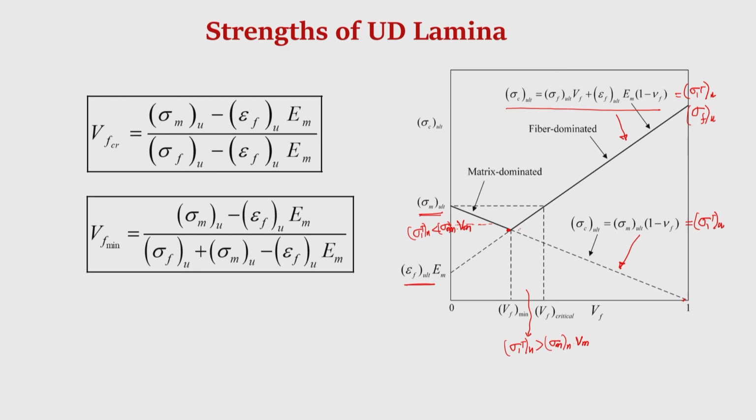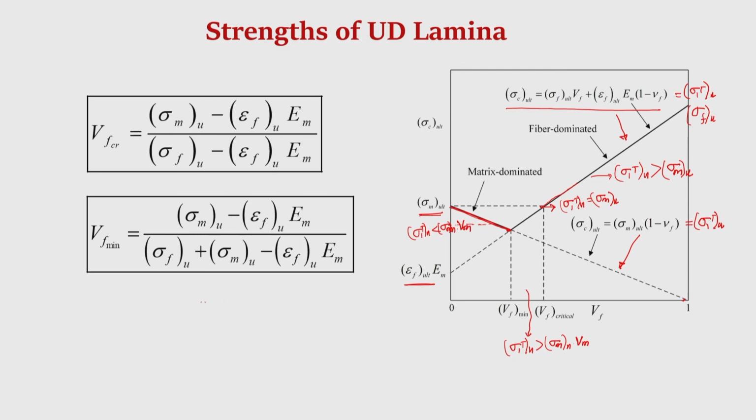Then if we further increase the volume fraction, a point comes where sigma 1 T u is just equal to the matrix tensile strength, and above that, in this regime, sigma 1 T u ensures that the longitudinal tensile strength of the composite is more than the ultimate tensile strength of the matrix. So, therefore, this part is matrix dominated, okay, and then this part is fiber dominated, the strength is dominated by the fiber.